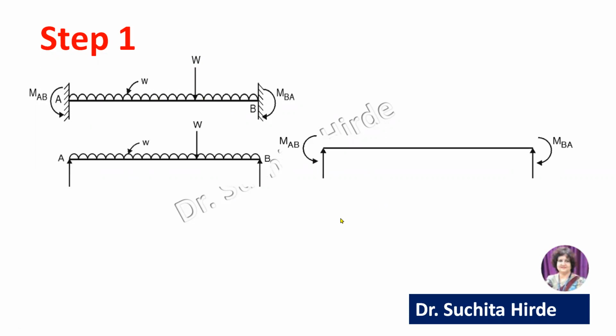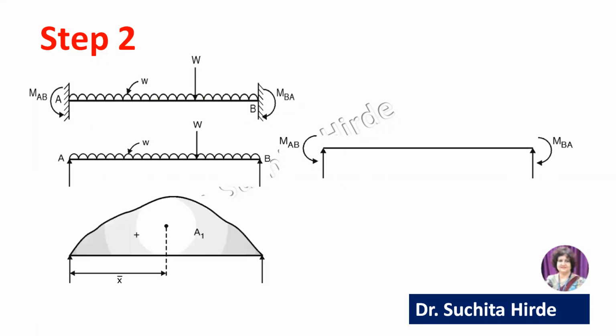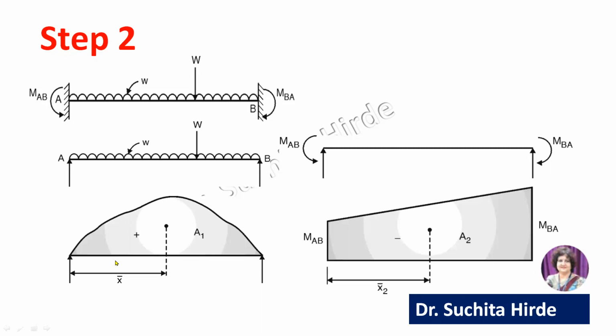In step number 2, for these split up beams, we draw bending moment diagrams. So these are the areas of the bending moment diagram, and these are the distances of the CG of the bending moment diagram from support A. So in step number 2, we draw the bending moment diagram due to given load and the bending moment diagram due to fixed end moments.